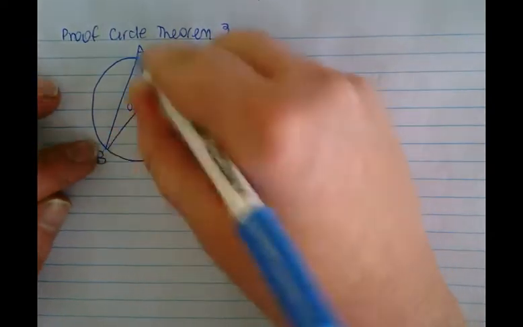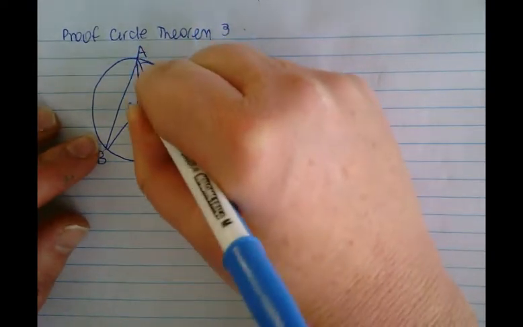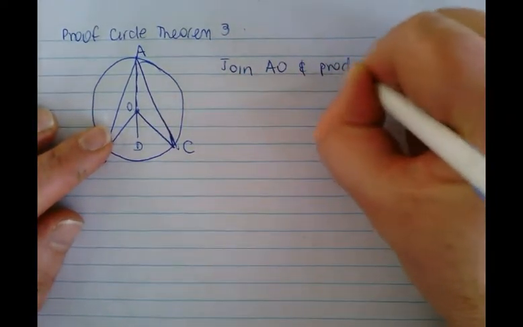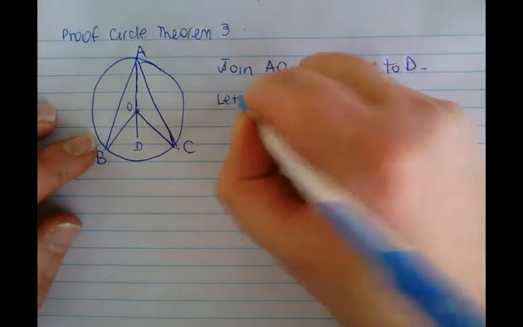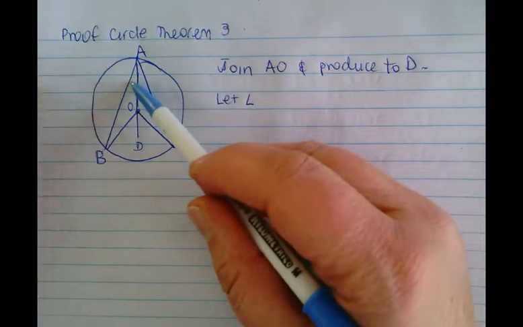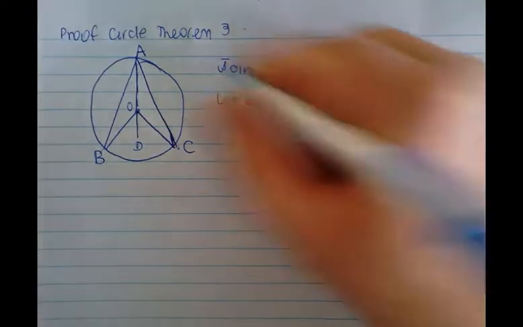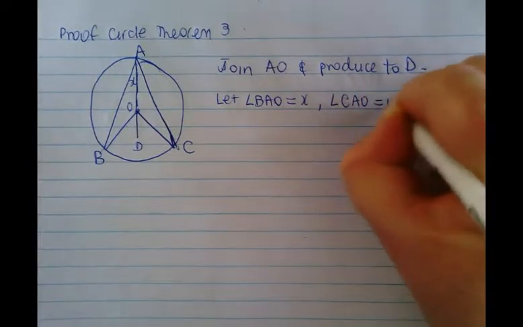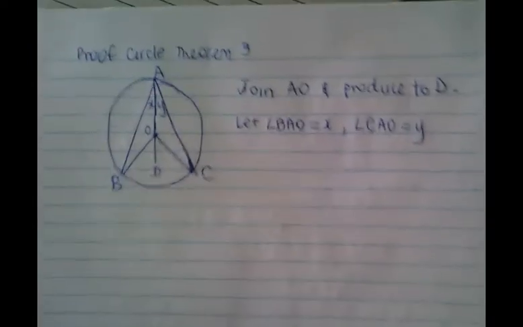So I've got angle at the center, angle at the circumference, points A, B, C, and the center. We are going to join AO and produce it to D. Now, if you want to end up with the one at the center being double, we should let angle BAO equal X and angle CAO equal Y. What do you think we can do here? What sort of triangles maybe?